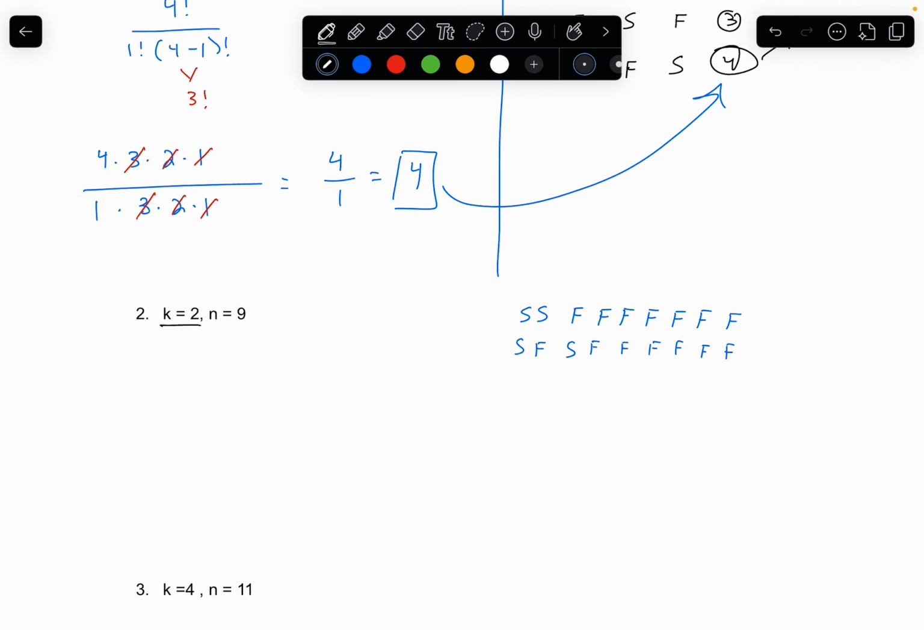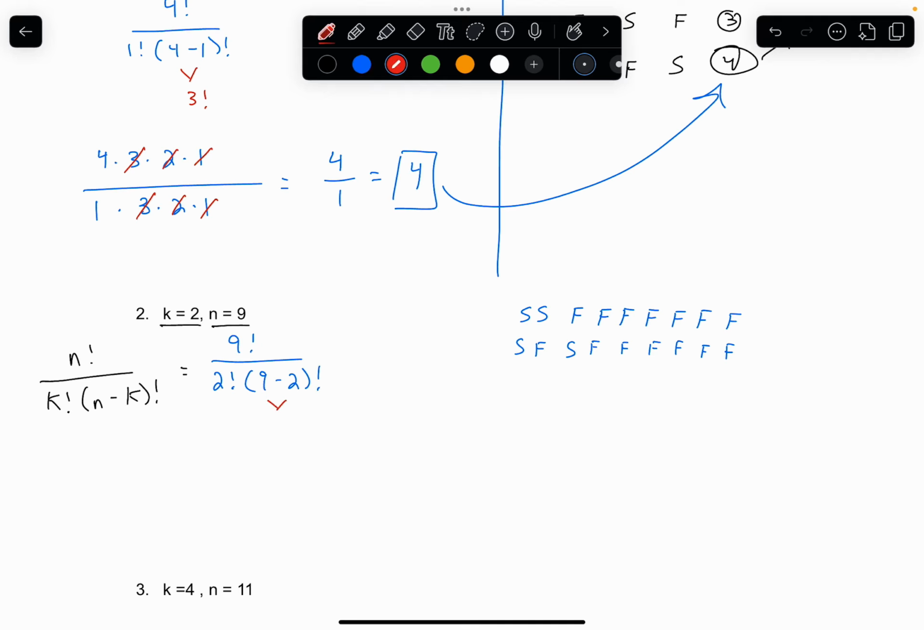So if k is 2, n is 9, let's write out the formula first. The choose function says n factorial over k factorial times n minus k factorial. So if I plug these values in, n factorial is 9 factorial over k is 2 factorial times n minus k. That's 9 minus 2 factorial. Let's do just a little bit of work here first. 9 minus 2 is really 7 factorial.